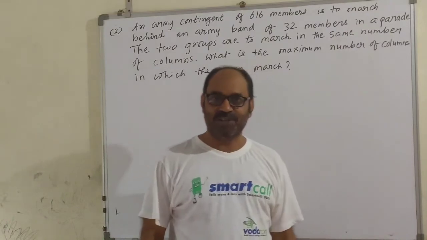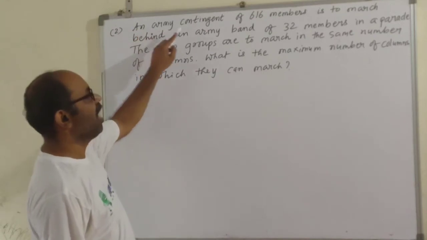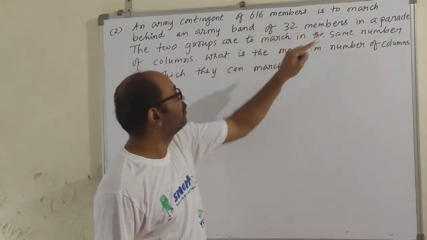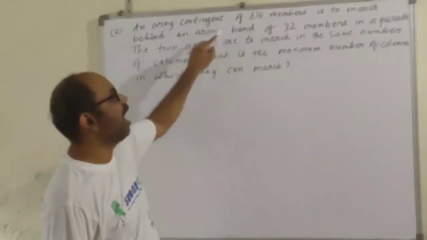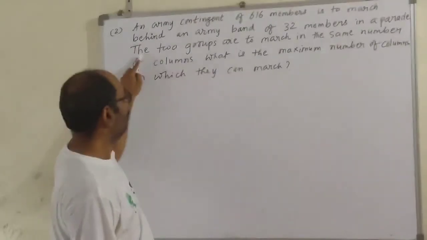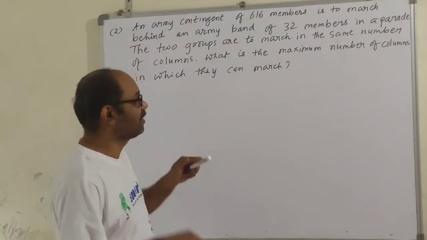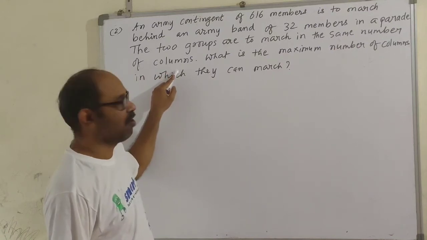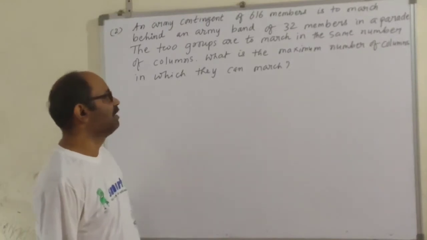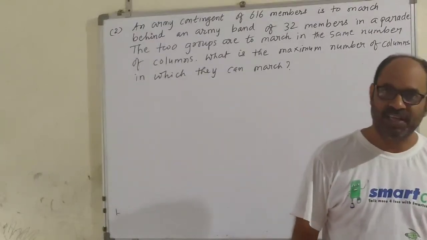So the last question of this session today. Let's read the question. An army contingent of 616 members is to march behind an army band of 32 members in a parade. The two groups are to march in the same number of columns. What is the maximum number of columns in which they can march?